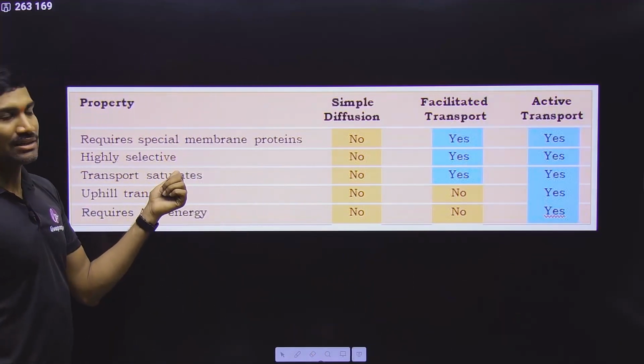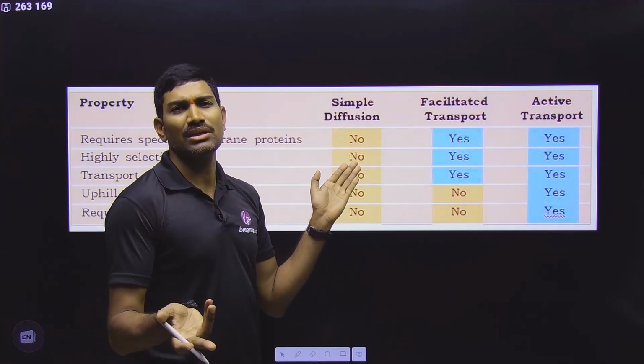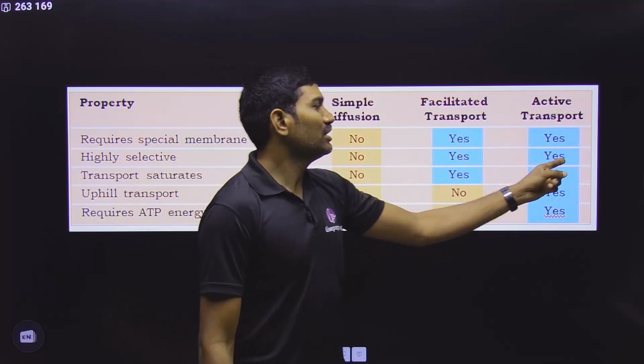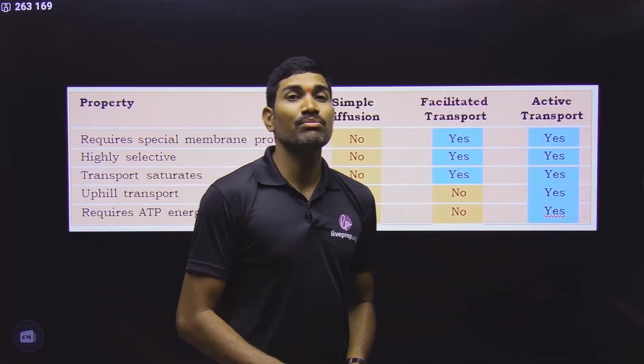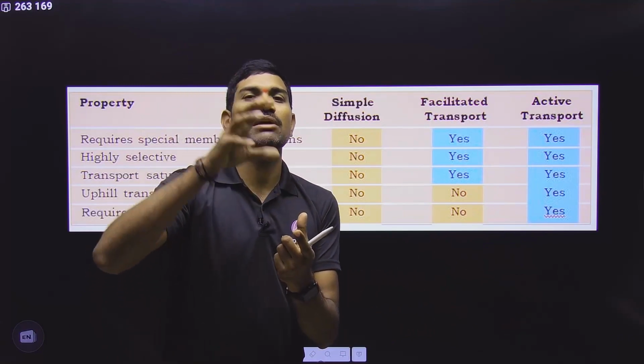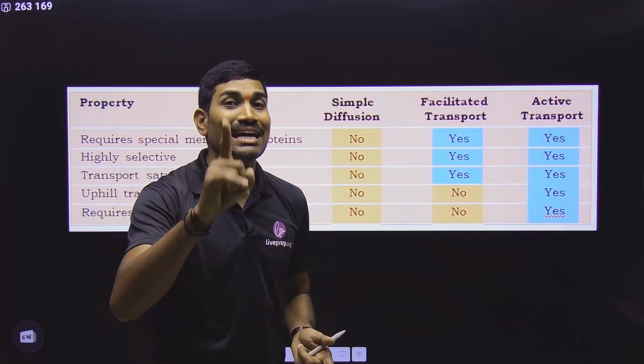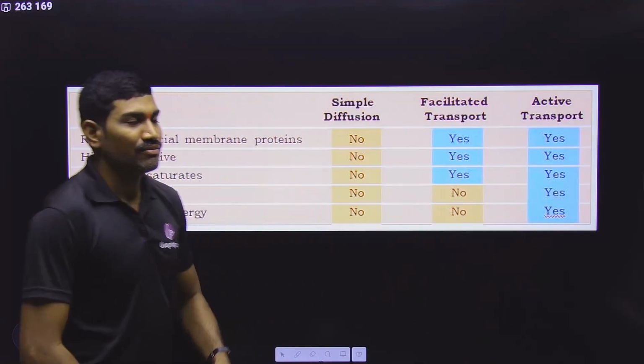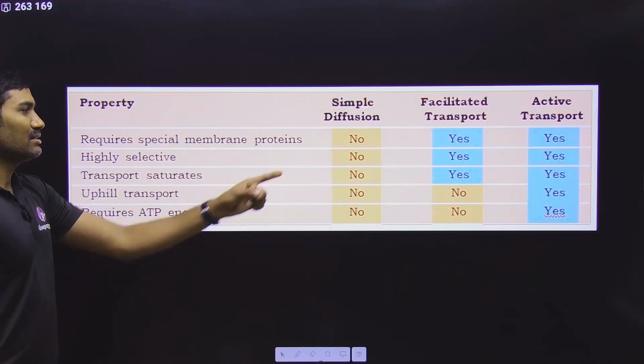Next one, selective. Here there is no membrane protein, so that's why it is not selective. But these two involve membrane proteins, and membrane proteins are highly selective. They can only transport specific types of molecules or ions. That's why facilitated and active transport are selective processes.